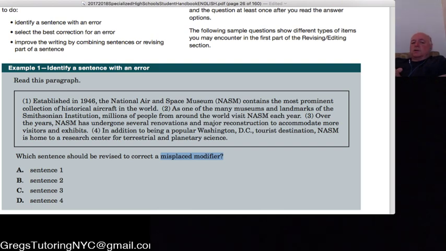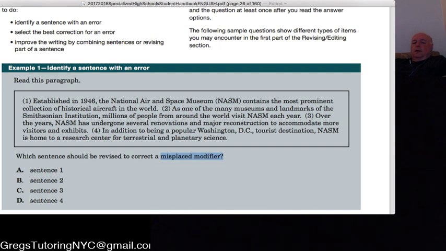For instance, if you go to sentence 1, we can't really put "established in 1946" at the end without extra words. We could say something like, the National Air and Space Museum contains the most prominent collection of historical aircraft in the world, and it was established in 1946. So if we can do something like that, then it makes sense. But what's the "it" we're talking about? The "it" is NASM, okay? So 3 is okay, especially because we can flip it and it actually does make sense.